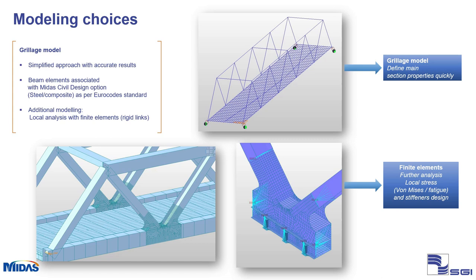In addition to this first model, and when the main section is defined, we will use finite elements for a further analysis. I'll introduce rigid link boundaries that permit transitions from beam elements to plate elements. And thanks to this option, we will check local stresses in the structural steel part and design stiffeners. In particular, local modeling will be used to validate steel structures subjected to fatigue stresses with our railway traffic.